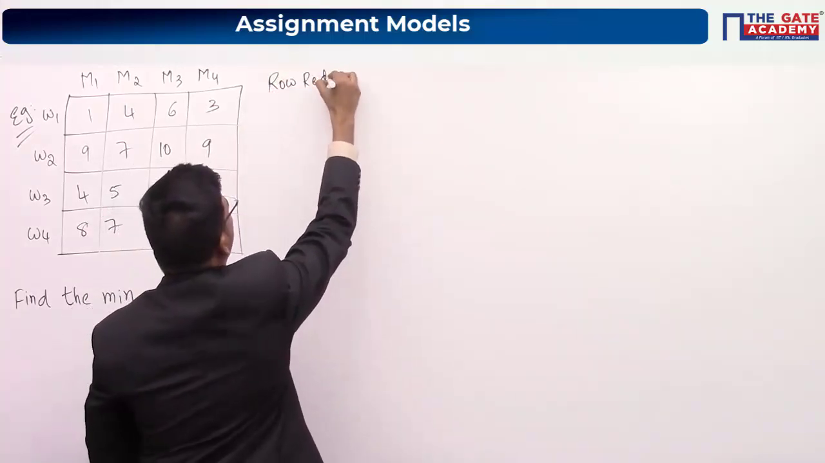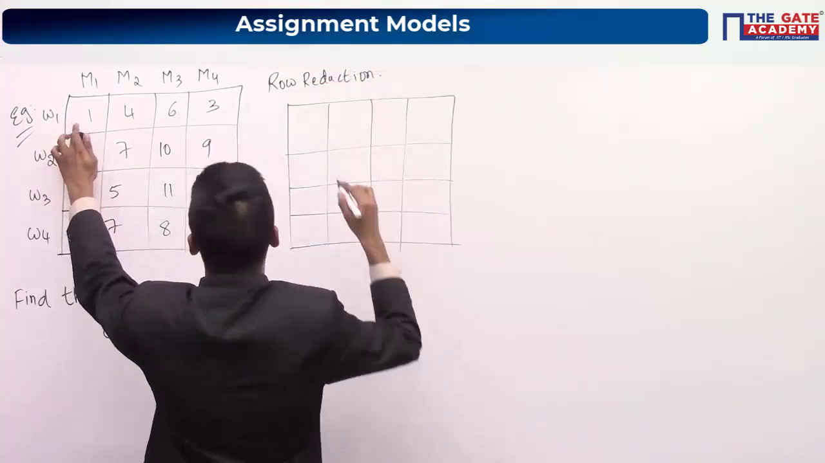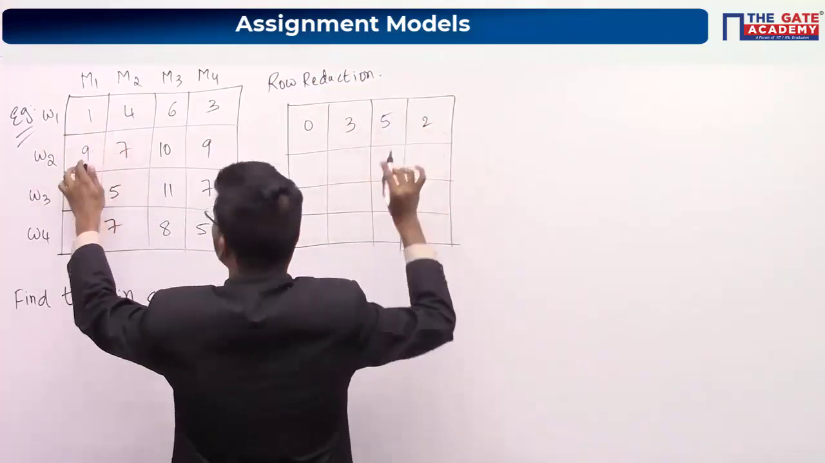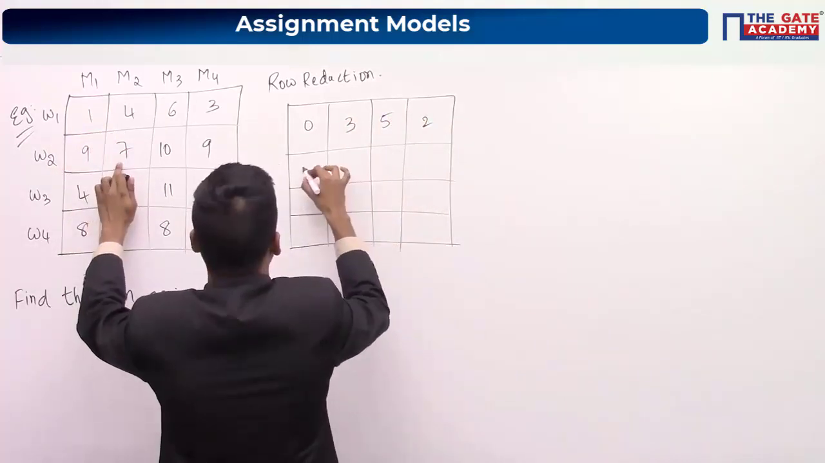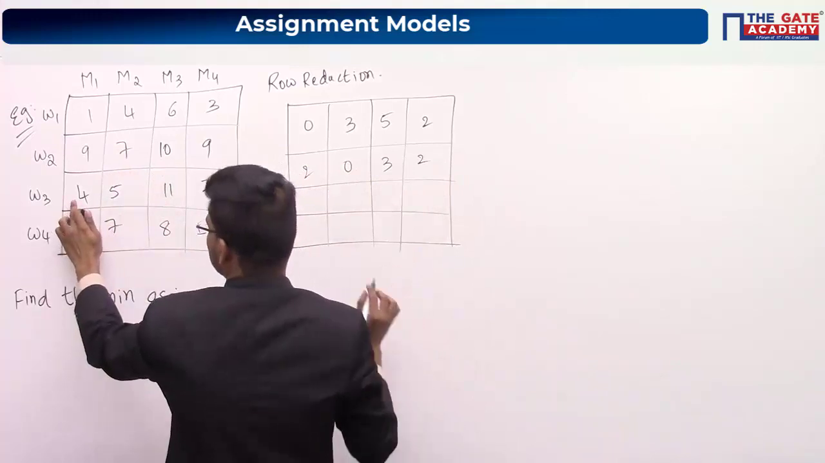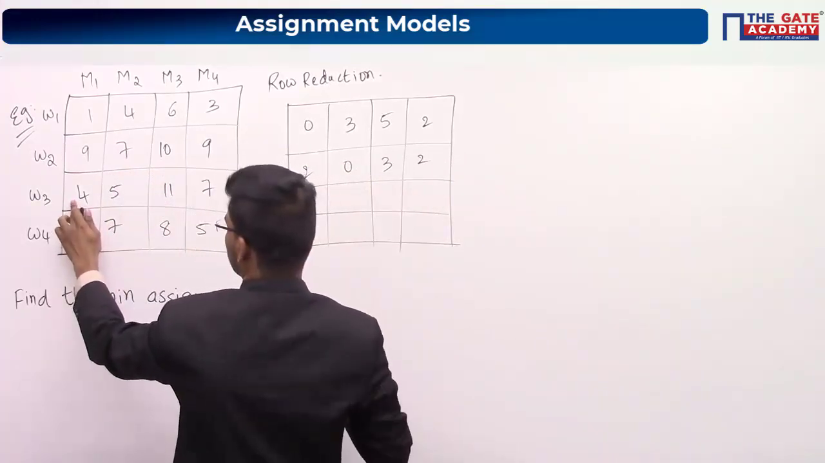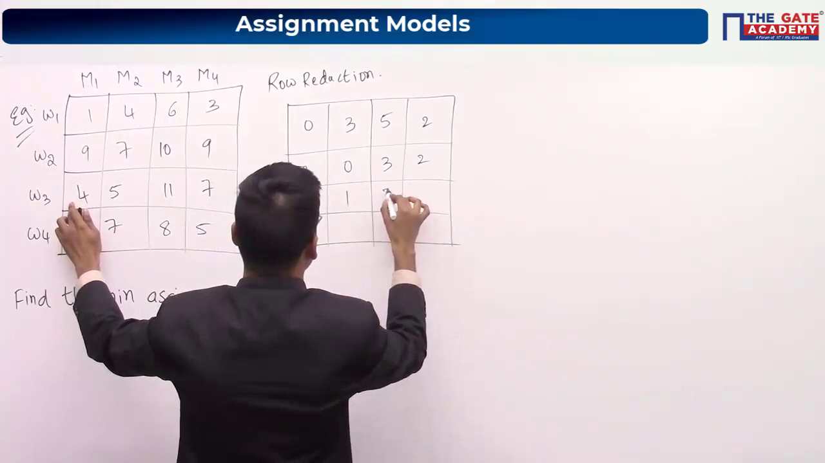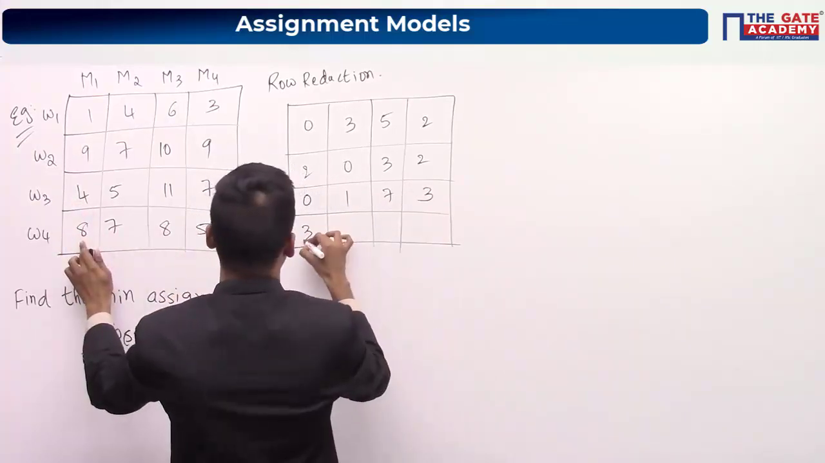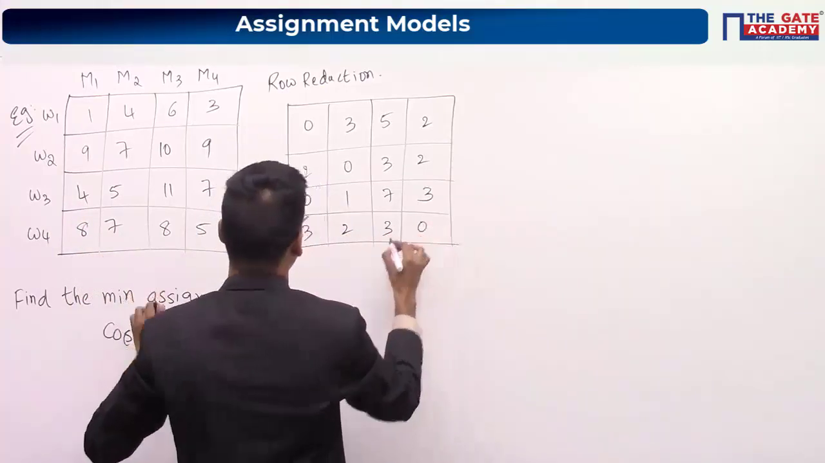First step, row reduction. The minimum element is 1, so this will be 0, 3, 5 and 2. Minimum here is 7, so this will be 2, 0, 3 and 2. This is 4 here minimum, so 0, 1, 7, 3. Minimum here is 5. This will be 3, 2, 3, 0.